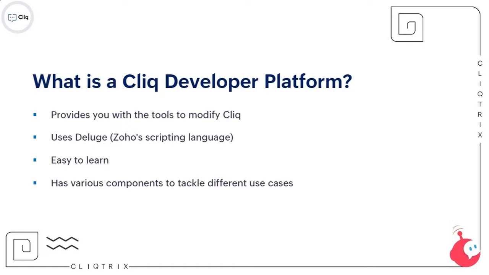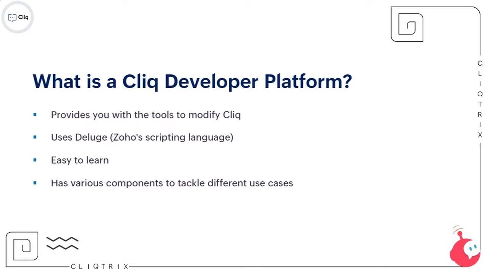We now know that Cliq provides you with the ability to automate most of your tasks and that it is done mostly through the Cliq platform. But first, what is a developer platform? A developer platform is a set of tools that help you modify an application or software based on your needs or workflow. So if the application is the cake, the developer platform gives you the necessary tools to do the icing on top of it.